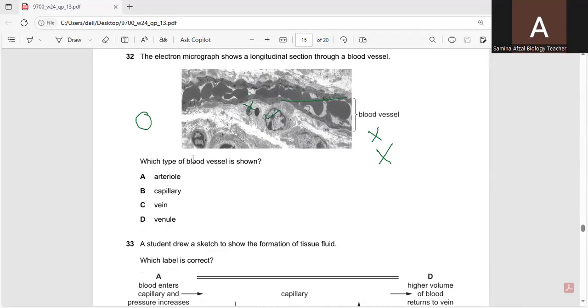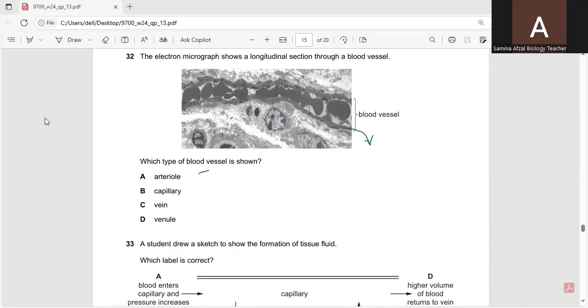The next question is, the electron micrograph shows a longitudinal section through a blood vessel. You can see a blood vessel which has very thin walls, and red blood cells can pass through, and they are very flexible. That is, they can change their shape when they move through this blood vessel. So a very thin blood vessel is there, and the option is the capillary.